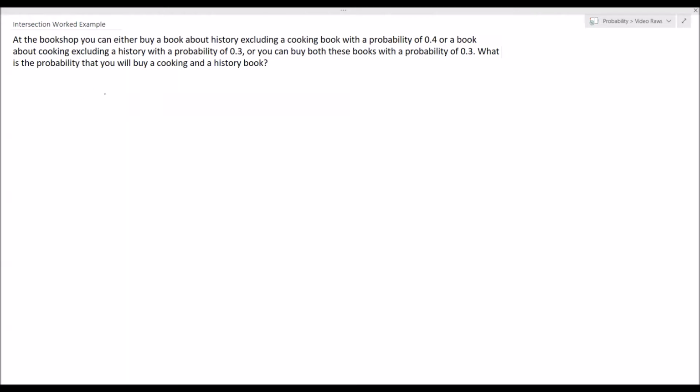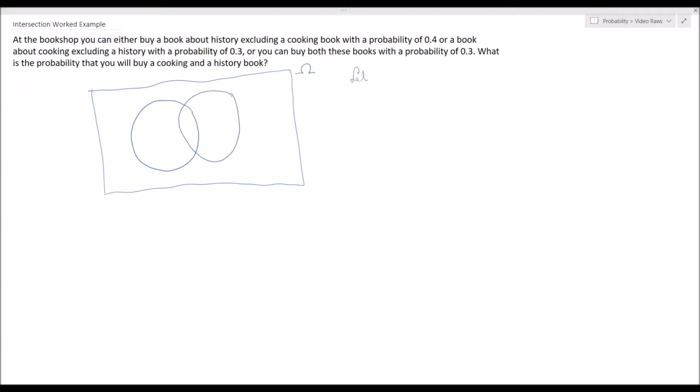So firstly, let's start off with representing this with a Venn diagram. So we draw a rectangle representing our entire sample space, and we often denote this with omega. And then we'll use one circle for the event of buying a history book, another one for buying a cooking book, and we'll let H be the event of purchasing a history book, and we let C be the event of purchasing a cooking book.